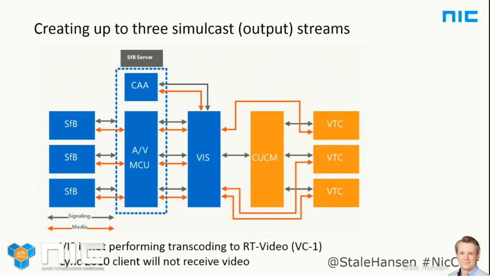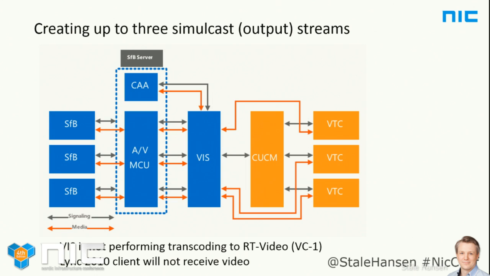How it works is that the VTC, which is the video endpoint, sends signaling through their Unified Communication Manager, which then SIP trunks over to the video interoperability server, which again sends that into the AVMCU, and you're available, and you can join a meeting.